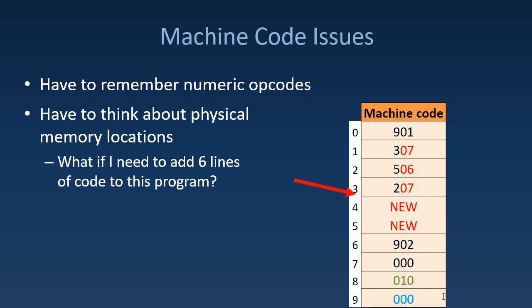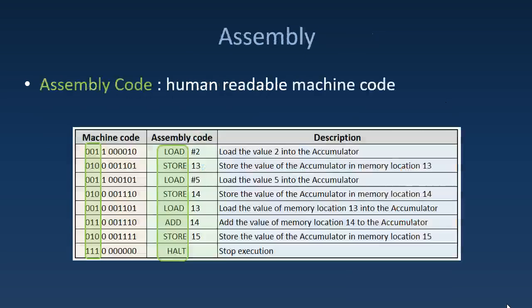Right? So it's both cumbersome to write in the first place and really cumbersome to maintain this style of code where we're explicitly talking about memory locations. So assembly code is designed to make both of these tasks easier.